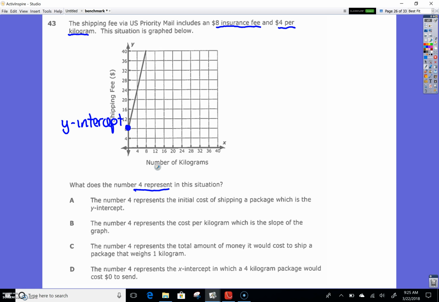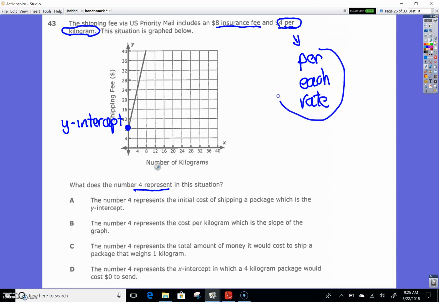So we don't want to know what that 4 right here represents. Now if you remember the word per, you think of the words per, each, rate. When you see those words, one of the things you need to think about is slope. Say $4 represents the initial cost? No, because this should be 8. The number 4 represents the cost per kilogram, which is the slope. Remember, per means slope, which should be our answer.